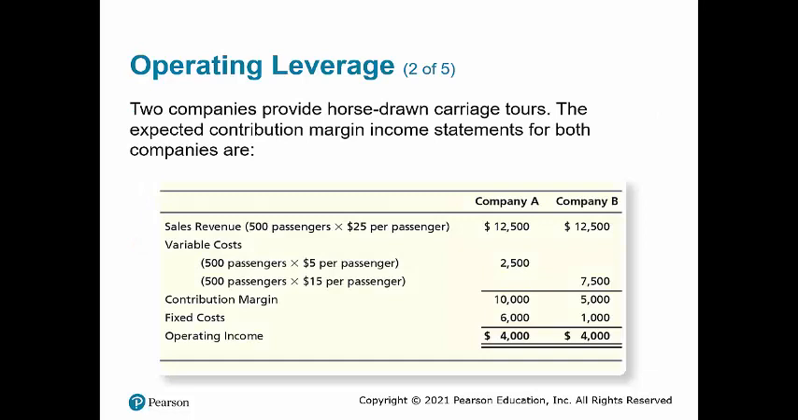So for this example, we are going to use two companies that provide horse-drawn carriage tours in Charleston, South Carolina. It is a very competitive business, and both companies charge $25 per person for the tours. Both companies expect to provide tours to 500 passengers during September. Company A has low variable costs and high fixed costs. Company B has the opposite cost structure, high variable cost and low fixed cost. Notice that both companies expect to earn an operating profit of $4,000 if they have 500 passengers during the month.